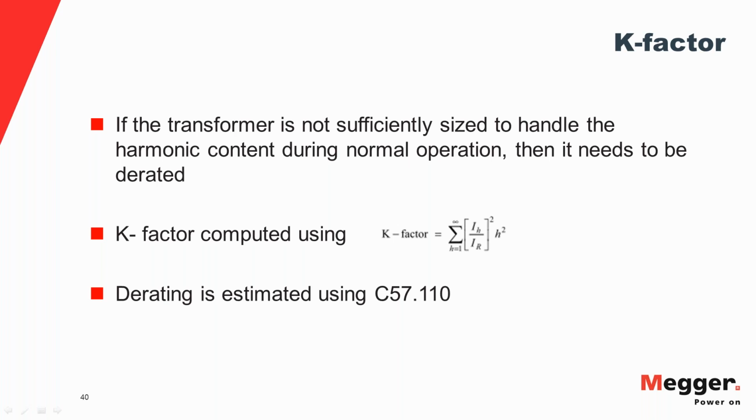Now, if the K factor calculated from the load is, let's say, 2, then the transformer that's going to handle that load needs to be a K4 transformer. I'm just giving you an example. The K rating of the transformer needs to be higher than the K factor obtained on the load.